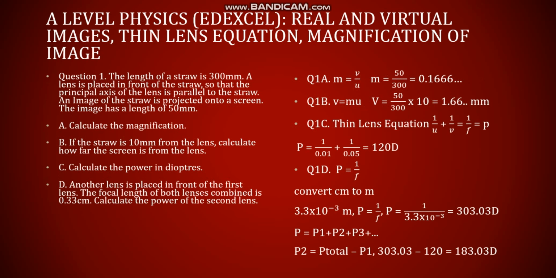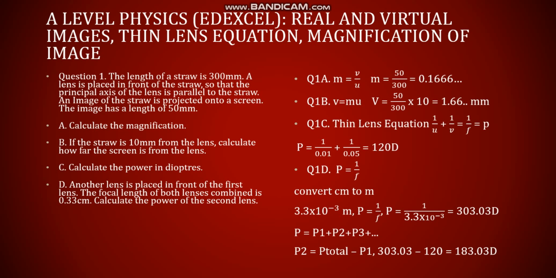So, question 1 states that the length of a straw is 300 millimeters. The lens is placed in front of the straw so that the principal axis of the lens is parallel to the straw. An image of the straw is projected onto a screen, and the image has a length of 50 millimeters. Part A states that we need to calculate the magnification. The magnification is given by the image height divided by the object height. The image height is 50 millimeters, the object height is 300 millimeters. We do 50 divided by 300 and we end up with 0.1666 recurring.